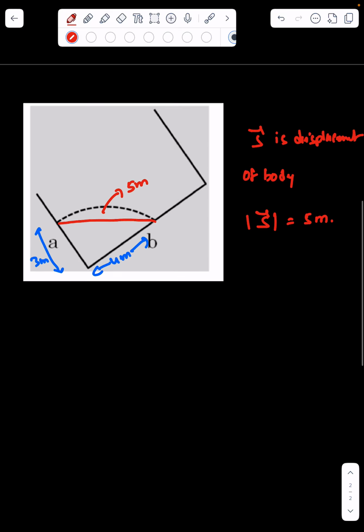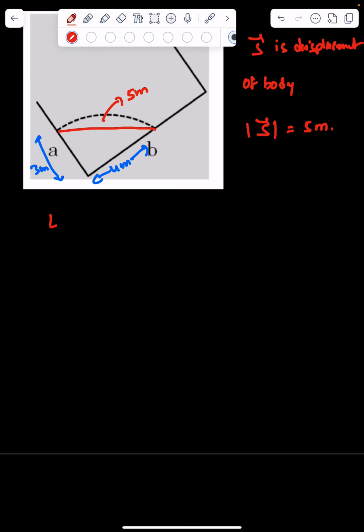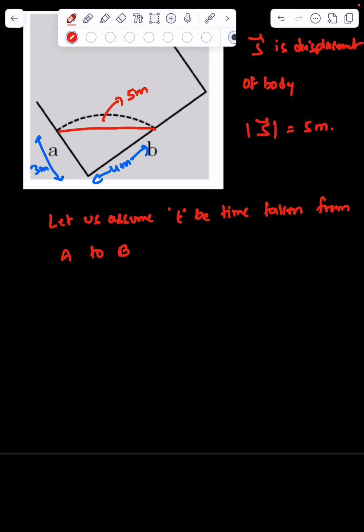Suppose, for example, let us assume t is the time taken from A to B, from small a to small b. Here v1 bar is the initial velocity for this interval of motion, and v2 bar will be the final velocity, right?